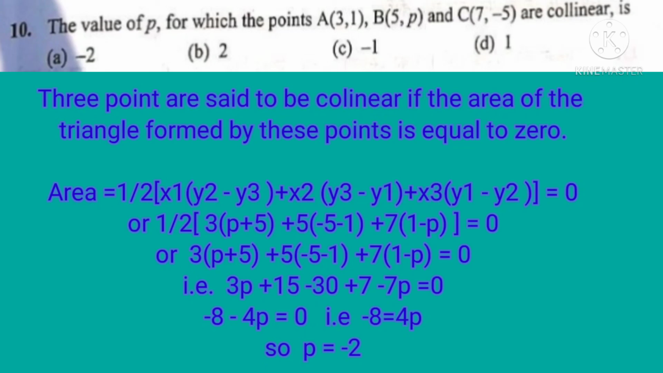So open these brackets. So this is 7 minus 7p and this is 3p plus 15. So we will here separate the variables: p, this will get minus 4p, and constant numbers we get only minus 8. So we are left with minus 8 is equal to 4p, that is p is equal to minus 2, which is the right answer.